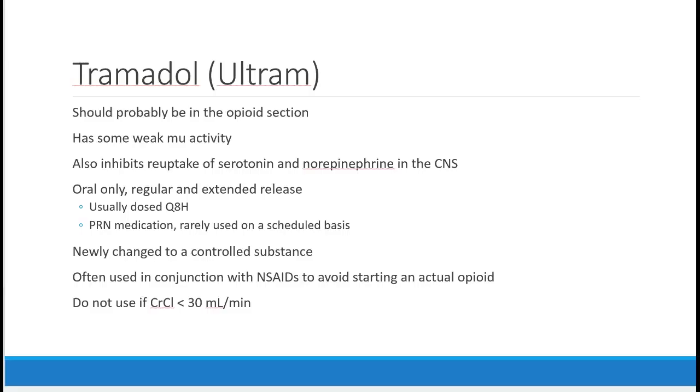You can use it with an NSAID in combination. You wouldn't use tramadol in combination with an opioid, though. It's too close. So you could use it in combination with any other analgesic, really, though.